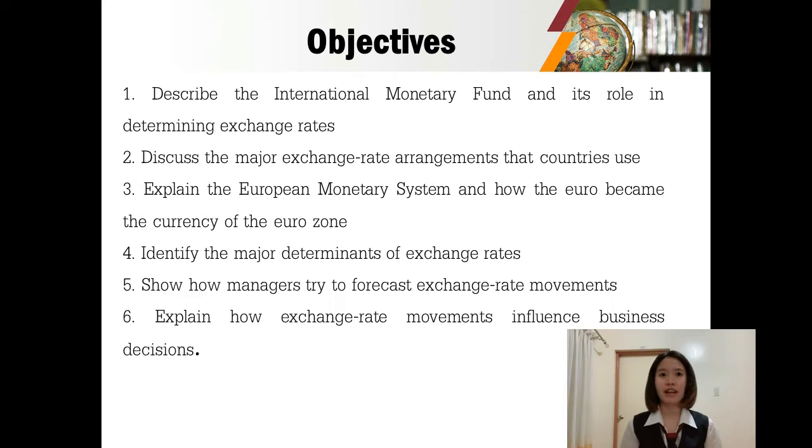First is to describe the International Monetary Fund and its role in determining exchange rates. Discuss the major exchange rate arrangements that countries use. Explain the European monetary system and how the euro became the currency of the Eurozone. Identify the major determinants of exchange rates. Show how managers try to forecast exchange rate movements, and explain how exchange rate movements influence business decisions.